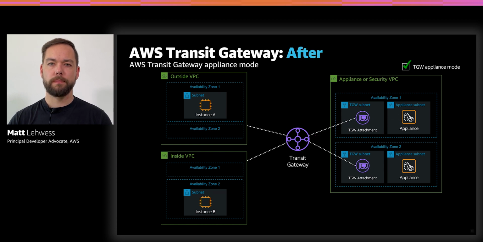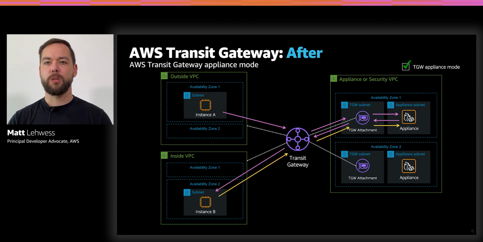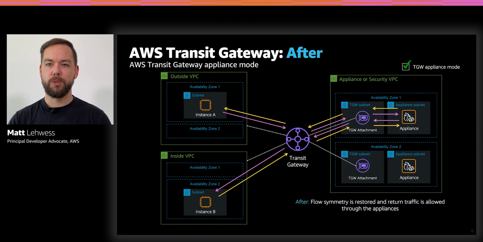So appliance mode essentially lets us have the traffic remain in the original VPC, the original availability zone. So traffic will get sent back up from availability zone 2 to the original appliance that the traffic had sourced from. So this is going to make sure all of your appliances are happy. Flow symmetry in this case has been restored because we turned on appliance mode.